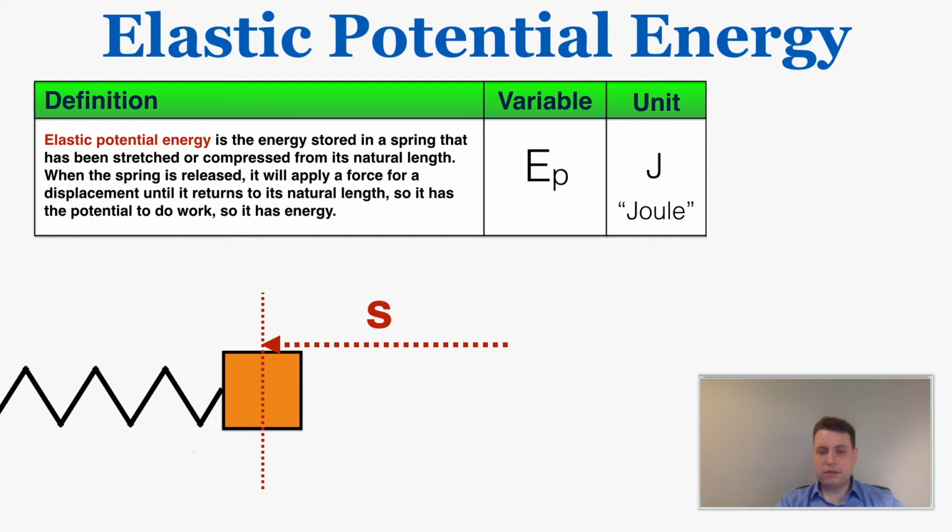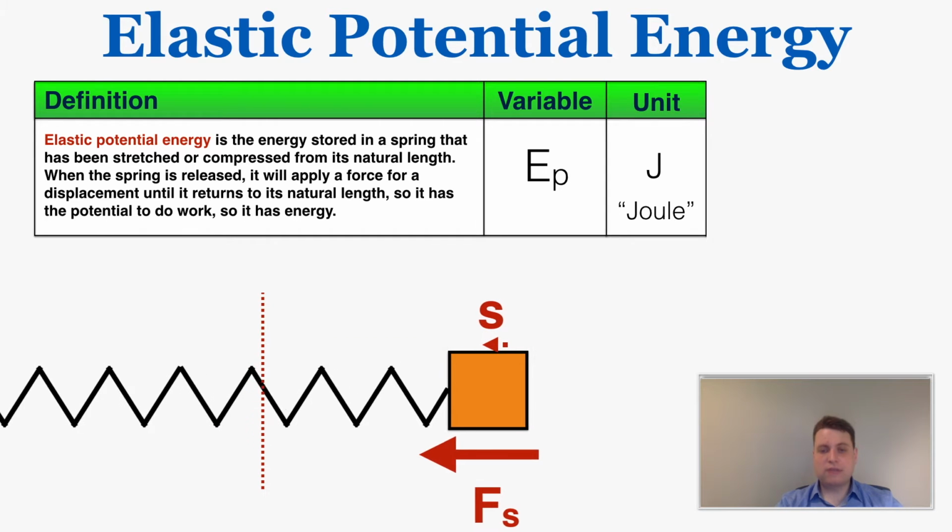The variable is a little confusing because the variable for elastic potential energy in your IB textbook is the same as the variable for gravitational potential energy. They're both EP. I might replace it throughout the course with EEP, elastic potential, or ESP, spring potential. All three of those work fine, but on the IB test itself, it's just going to be EP. The unit for elastic potential energy is also joules, because everything in energy is measured in joules.